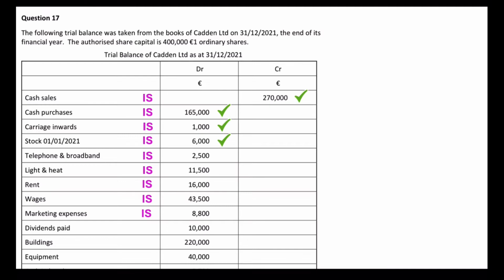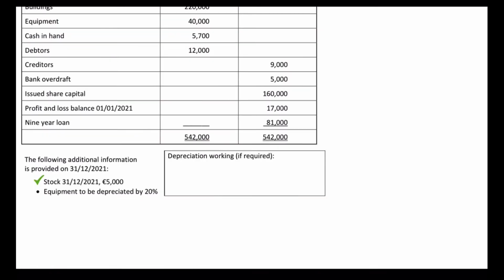Dividends paid, that is taken away from the net profit figure. That is money that is given to shareholders. Okay, so it's their part of the profit, and so that's going to be taken away in the income statement. Buildings are an asset, so that'll go into the statement of financial position. Equipment is an asset, that'll go into the statement of financial position. Cash in hand, statement of financial position, because that's an asset as well.